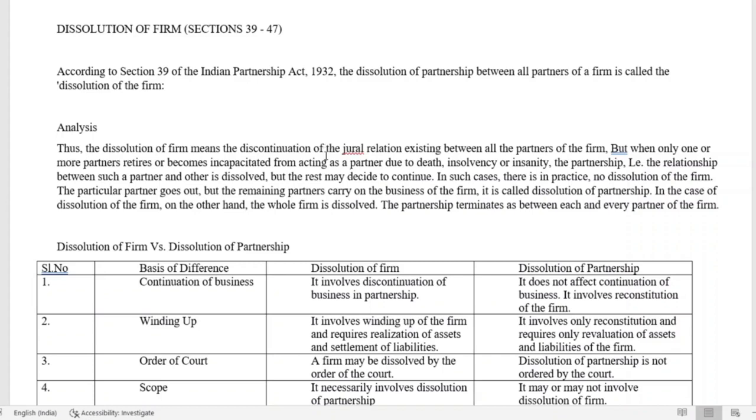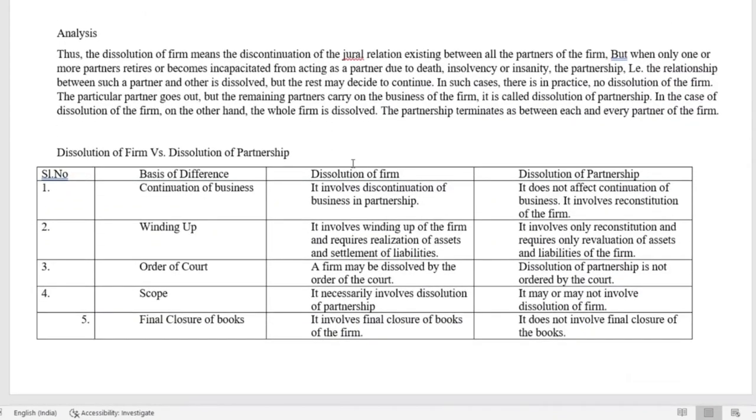So let us see what are the major differences between the dissolution of the firm and the dissolution of the partnership. It has been divided under five headings so that there will be much clarity with regard to the dissolution of the firm and the dissolution of the partnership. Here we can see the basic differences with regard to the dissolution of the firm vis-a-vis the dissolution of the partnership.